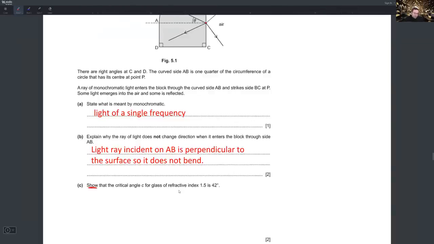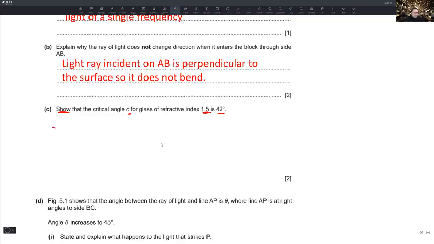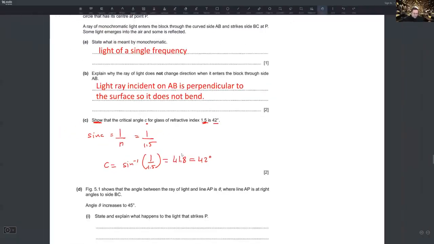Show that this critical angle C for this index of 1.5 is 42. Show me that the critical angle is 42. So we say: sine C equals 1 over n. Therefore, sine C equals 1 over 1.5, so C is equal to sine minus 1 of 1 over 1.5. Show means write down your working in detail, so we're going to write the details. It comes out to 41.8, which is equal to 42 degrees. All the steps please.